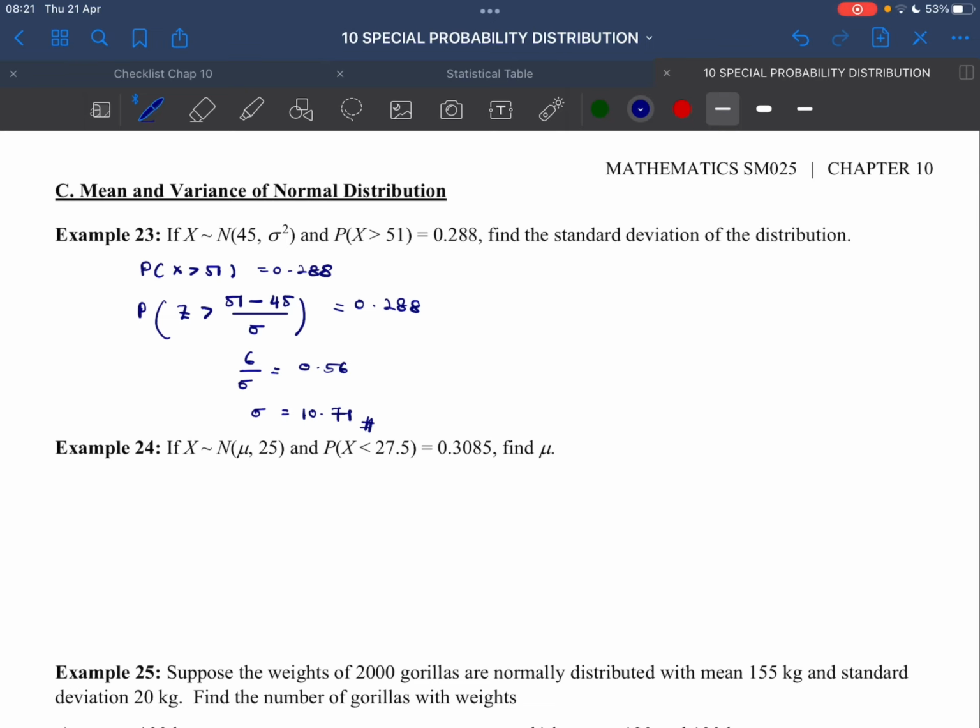So here is how we find the standard deviation or variance, or we can also find the mean, by changing our normal distribution to standard normal distribution. Okay, so let's see the next question.